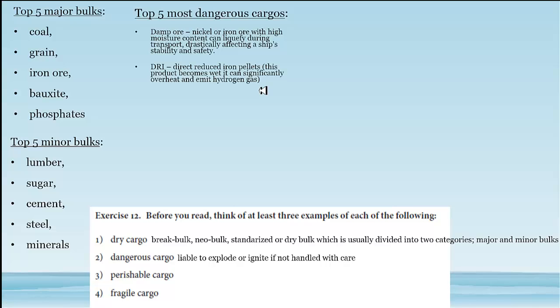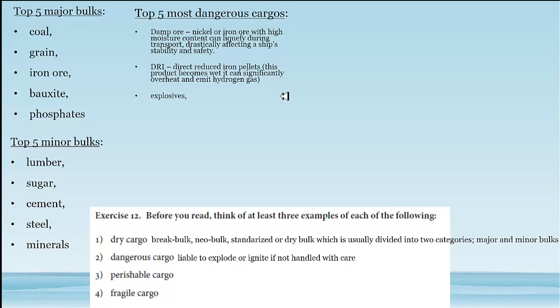And also you have DRI, which has been a problem too. It's called direct reduced iron pellets, and this product becomes wet again if a hatch leaks or whatever. It can significantly overheat. They're like little pellets that just light on fire, and then they start emitting hydrogen gas. There were accidents in 2004, a ship called Ethan, and before that Amadas in 2003. It actually had to be sunk by the French authorities with the cargo and the bunkers on board because it was such a hazard. And then, of course, explosives.